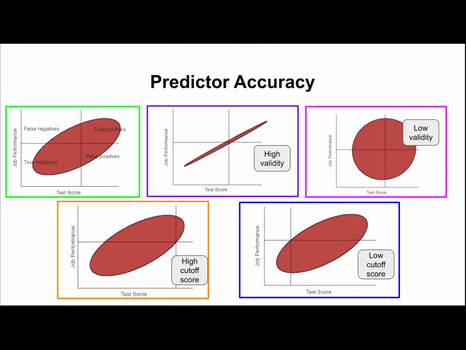I like these graphs. They do a very good job of explaining the difference between the validity and the difference between the cutoff scores. So definitely take some time looking at and understanding these graphs on predictor accuracy.